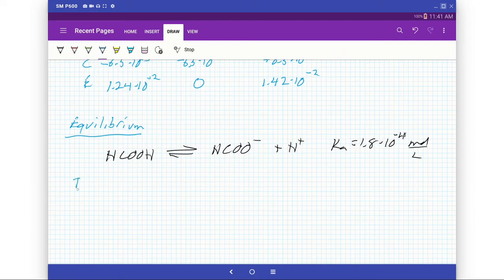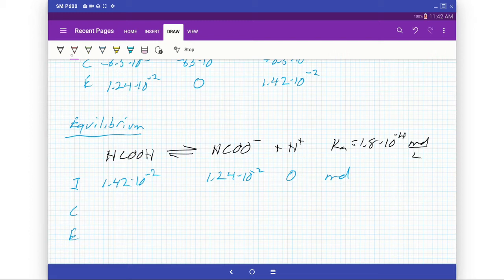So set up an ICE table. And now we take the products from our previous one and we substitute them in. 1.42 times 10 to the minus 2, 1.24 times 10 to the minus 2. Or they're both times 10 to the minus 2. My apologies. And 0. And we're working in moles. Good.